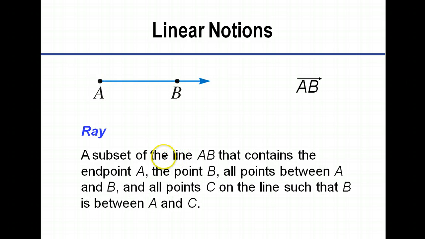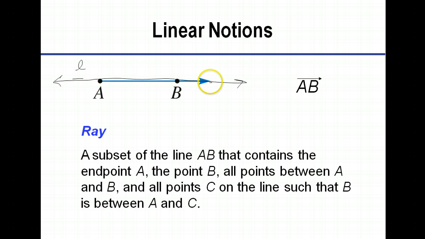Let's talk about what a ray is. So a ray is a subset of the line AB. Again, imagine that there's this entire line AB, line L here. So we have this huge line. A ray is going to be a subset or a part of that line that contains the endpoint A, has A and B, and all the points in between. So all this stuff here, it has the little line segment, but it has more. And it has all points C on the line such that B is between A and C. So what does that mean? That means B has to be a point between A and something else.